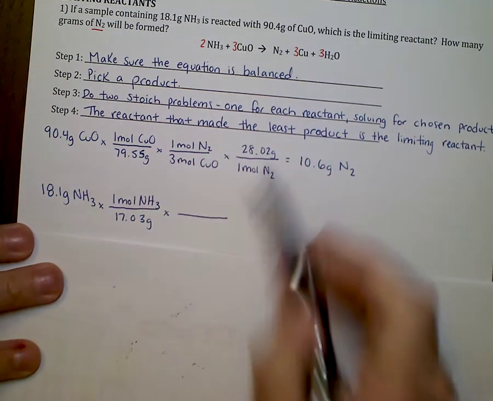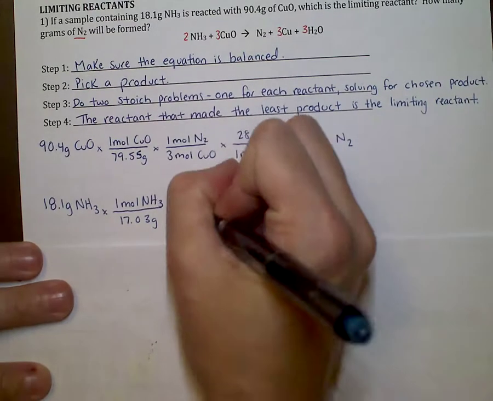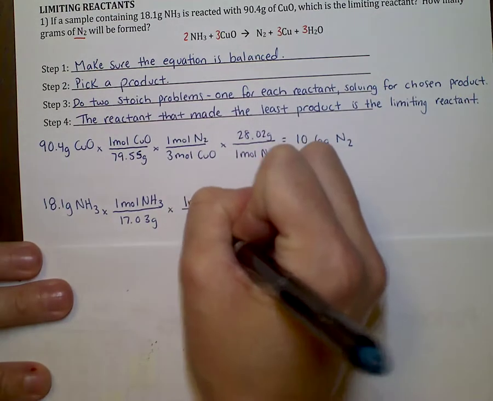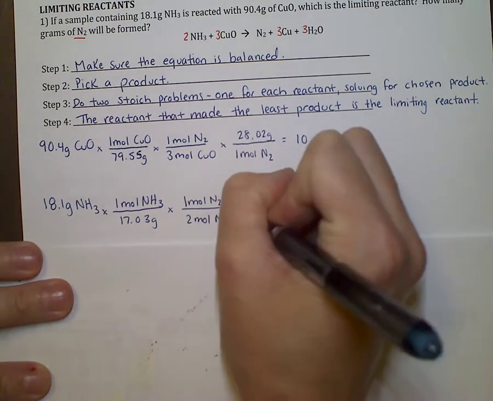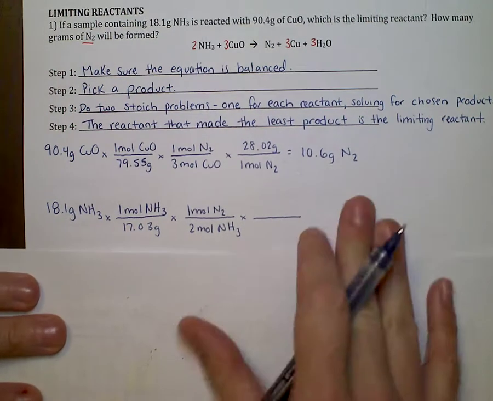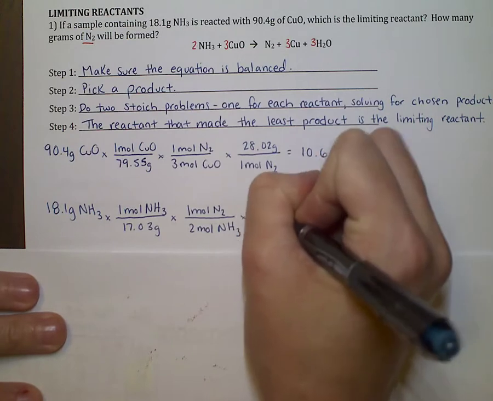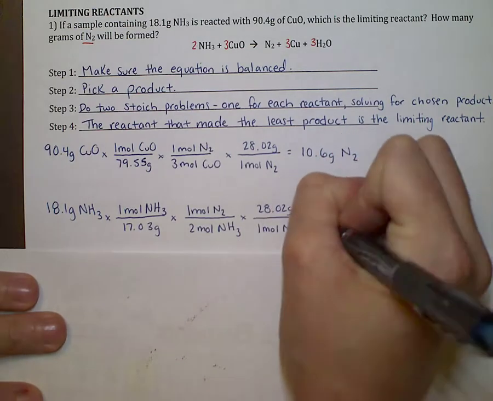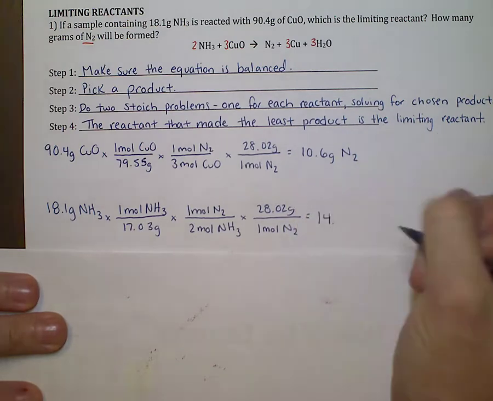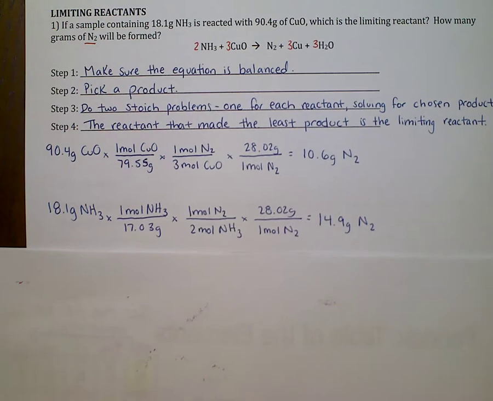And then the mole ratio, this one is a 1:2 ratio. So we've got 1 mole of nitrogen for every 2 moles of ammonia. And then lastly, again, we're getting into mass, right? We need the mass of N2 that can be produced. So 1 mole of N2 weighs 28.02 grams. Okay, crunching this out, we end up getting 14.9 grams of N2.